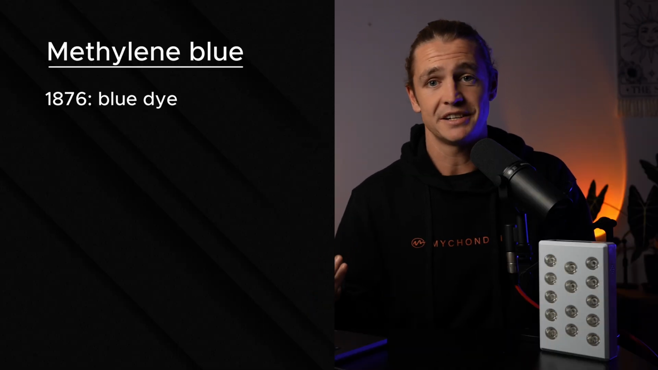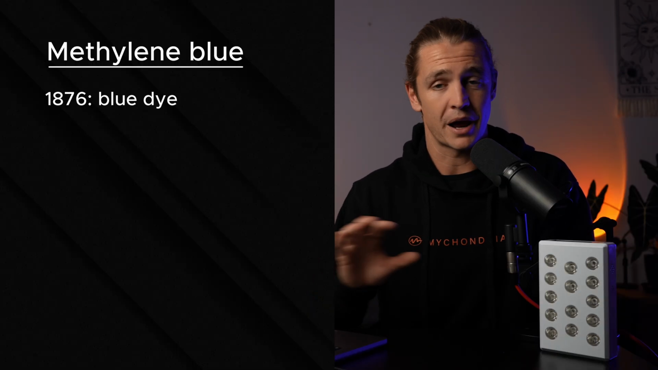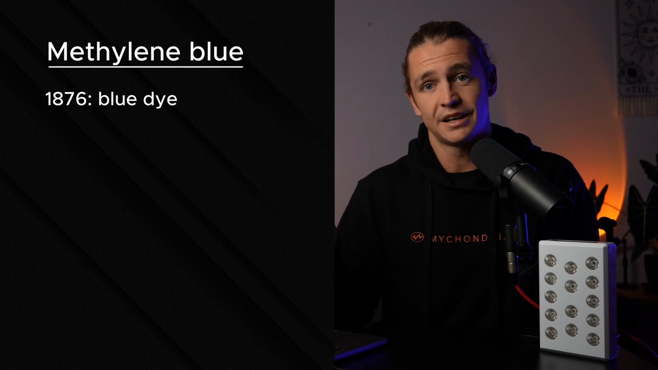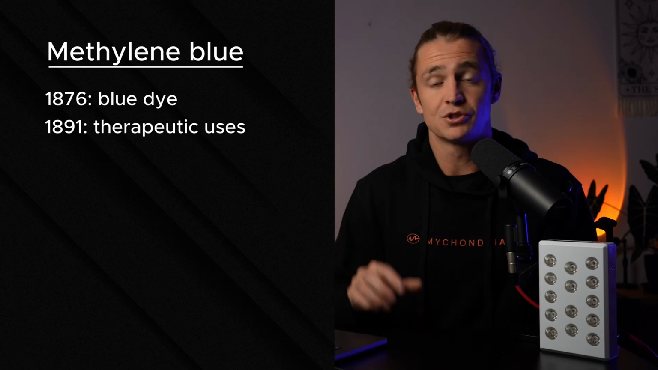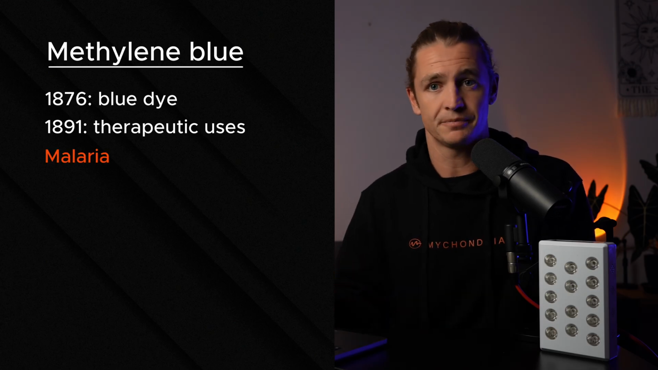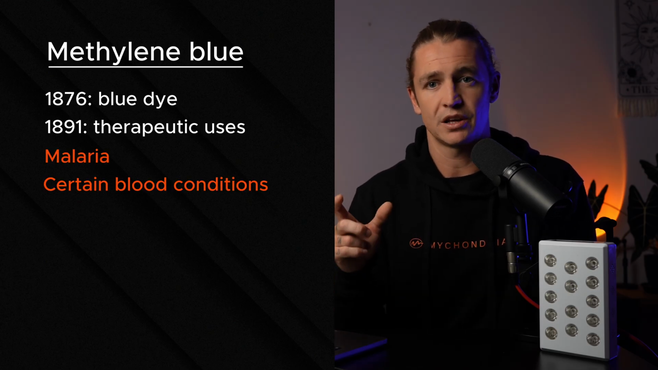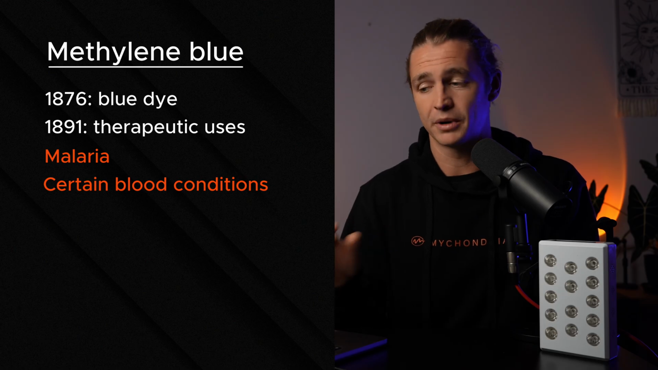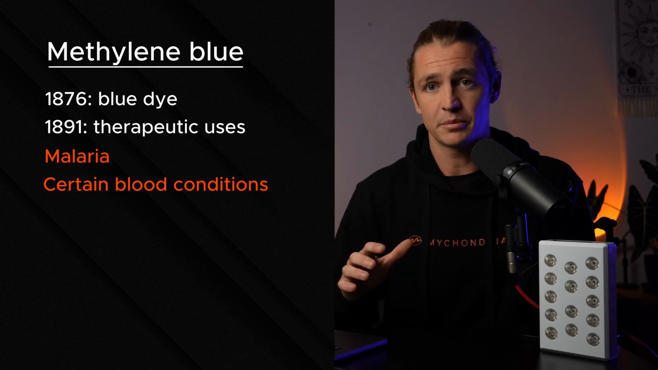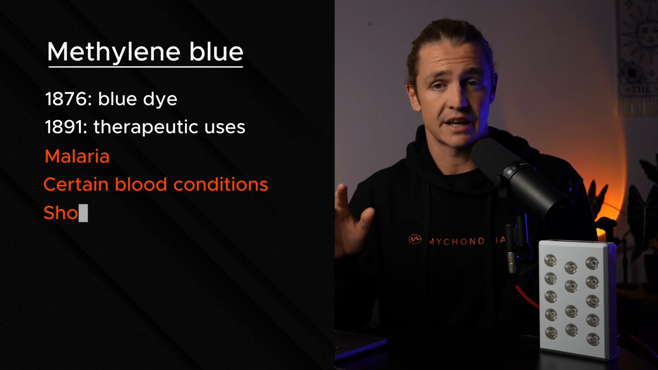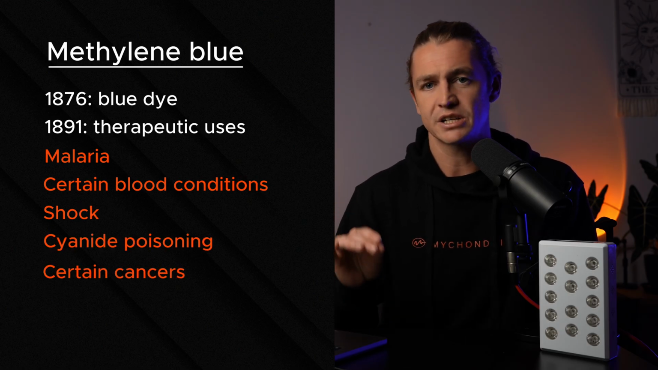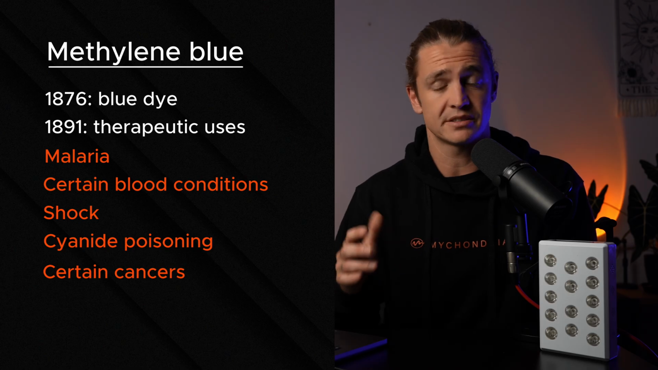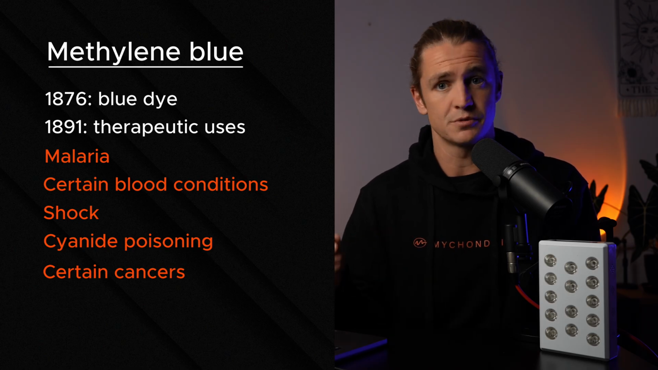Methylene blue is literally a dye. It was created in 1876 and used primarily as a dye, a blue dye. And then in 1891, they found that it had some therapeutic uses. So it started to be used to treat malaria and then certain blood conditions where you didn't carry oxygen properly in your blood. And then to date, on label, it is still used to treat things like shock and cyanide poisoning. And then very interestingly, certain types of cancers, especially breast and mouth cancer, they do still use methylene blue.